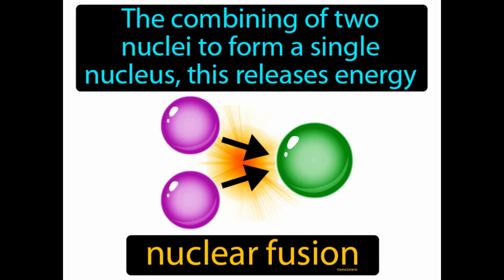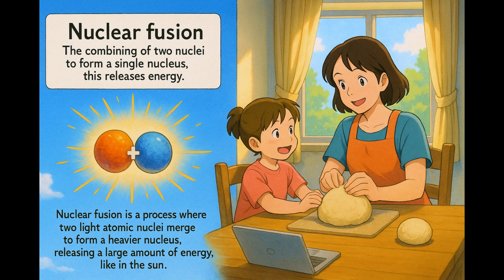The combining of two nuclei to form a single nucleus, this releases energy. Nuclear fusion. Nuclear fusion is a process where two light atomic nuclei merge to form a heavier nucleus, releasing a large amount of energy, like in the sun. Imagine trying to combine two small balls of dough to make one larger, more robust ball for baking. This is similar to nuclear fusion, where two small atomic nuclei merge to form a single, larger nucleus.